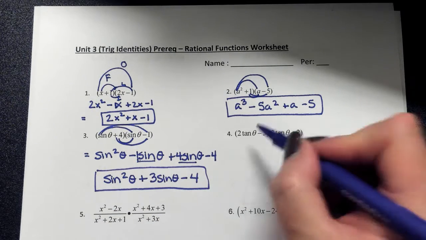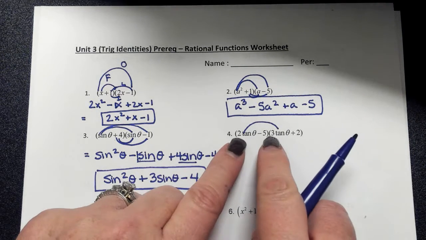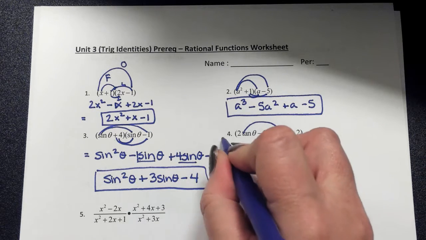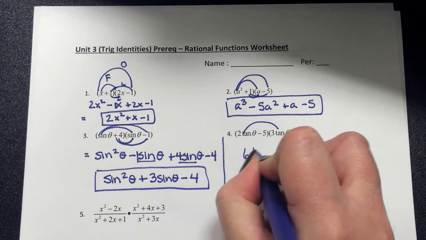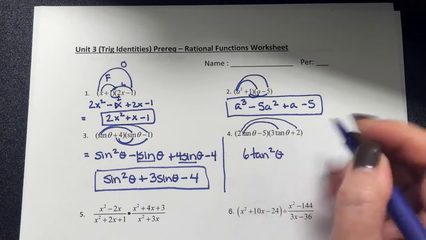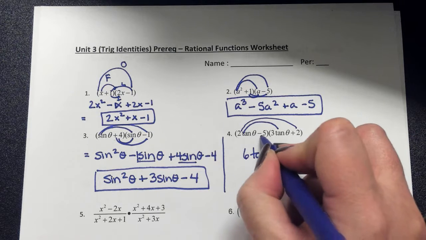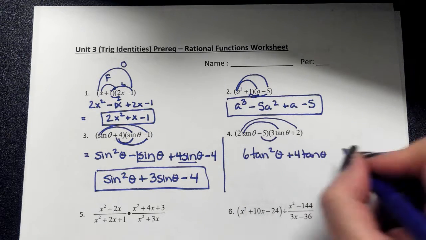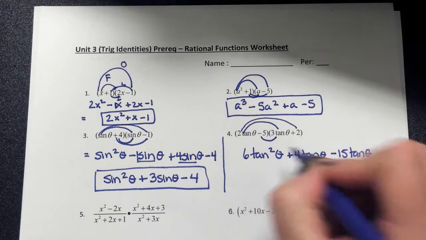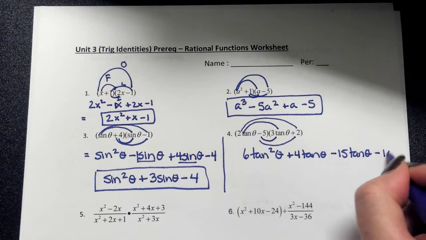So in number 4, 2 tan theta times 3 tan theta. Remember, you multiply the coefficients as well as the variable together. So 2 times 3 is going to give you a 6 tangent squared theta. The outer terms, 2 tan theta times 2 is a positive 4 tan theta. Inner term, -5 times 3 tan theta is a -15 tan theta. And then your last term is going to be a -5 times 2, which is a -10.